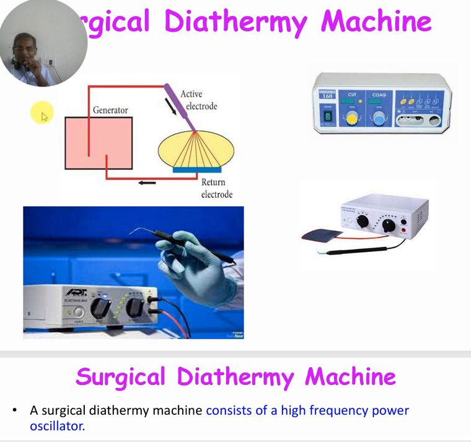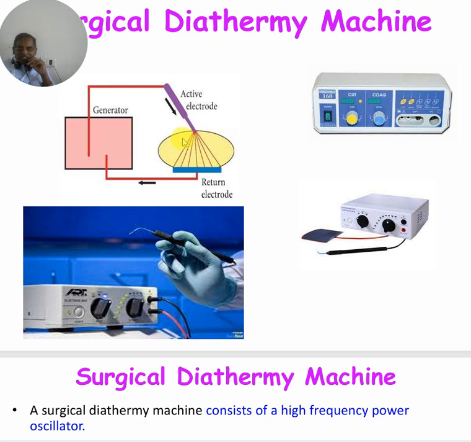This is the generator. From the generator, one probe is connected to the active electrode, so that the current will be given to the active electrode. It may be connected with an electrode called a needle electrode or a ball electrode. That depends upon the kind of surgery we are doing. For cutting we use the needle electrode, and for coagulation we use the ball electrode. Like that we can change the electrode tip.